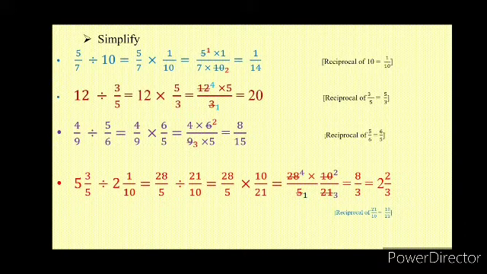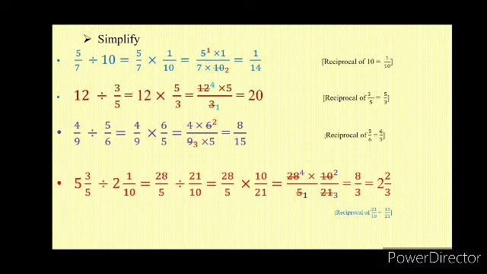Second example, 12 divided by 3 by 5. Here the division symbol is changed into multiplication and the reciprocal of 3 by 5 is 5 by 3. So we have 12 into 5 by 3. So the numerator is 12 into 5, denominator is 3. Cancelling 12 and 3 in 4 table, we get 4 times and 1 times respectively. So the value is 4 into 5, 20.